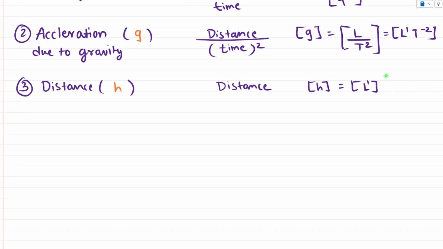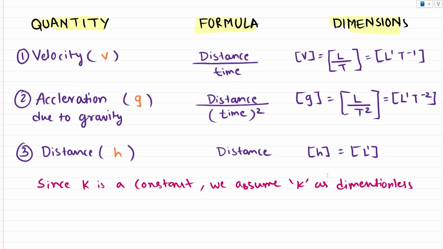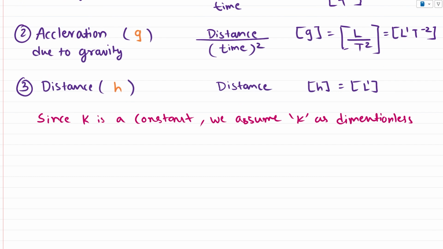So as per the question, k is a constant. So because of this information, since k is a constant, we can assume k to be dimensionless. So we assume the term k as dimensionless, and it won't be participating in our dimension analysis whatsoever. ठीक है?